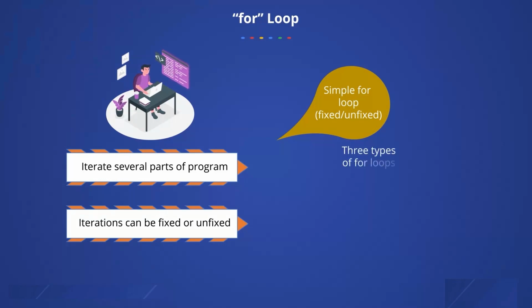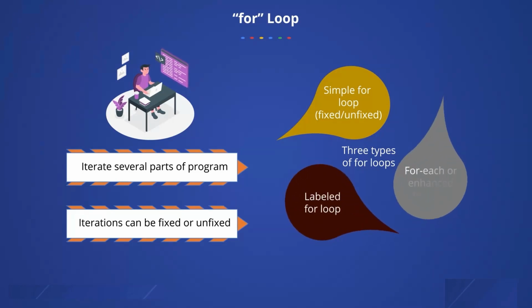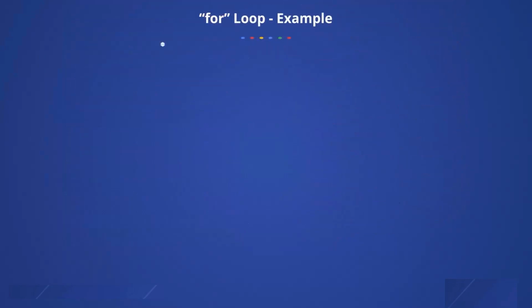Java comes with three types of for loop here. One is the simple for loop, which is more like a C style for loop. And there's a label for loop, and there is for each or enhanced for loop. So we will look at each one of them in detail. Now, let's look at this with an example.